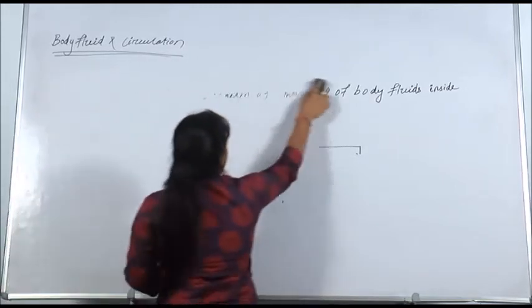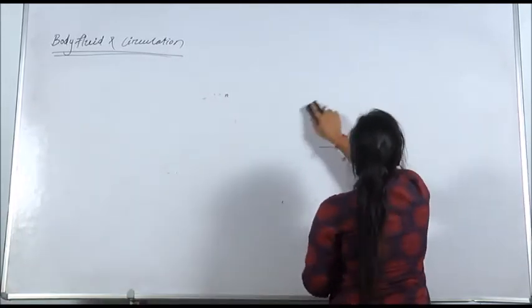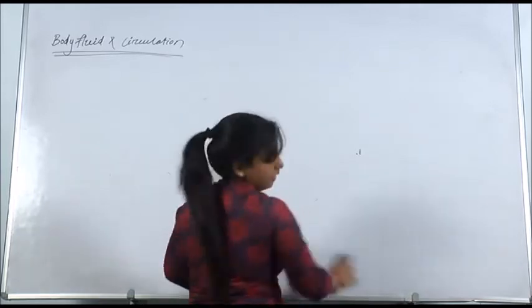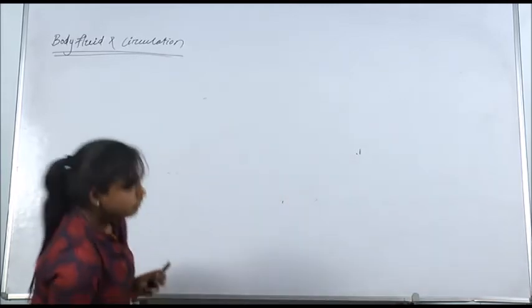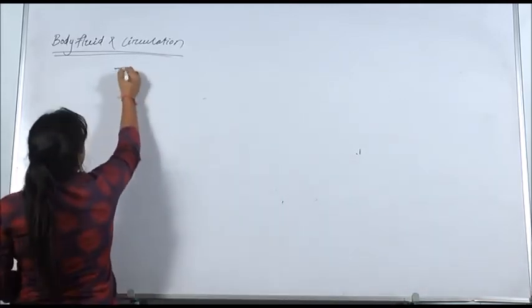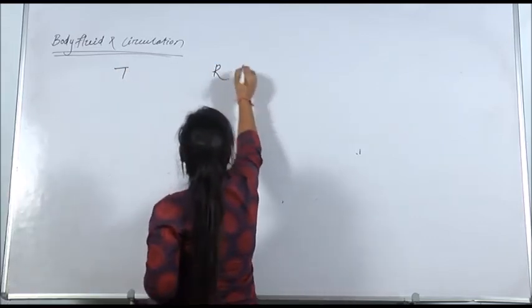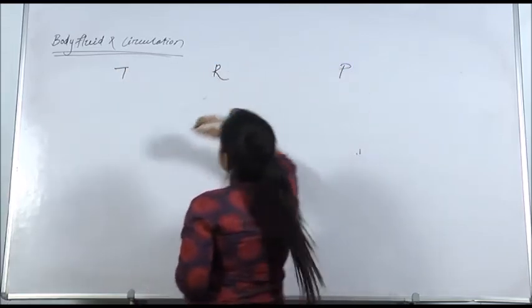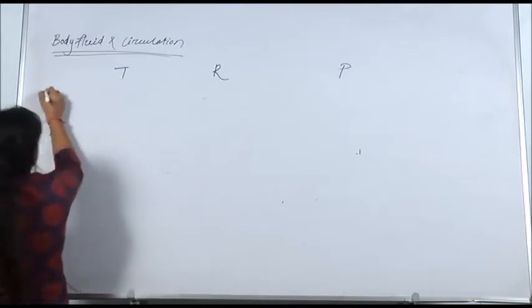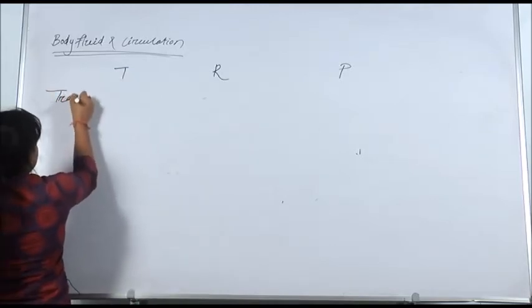Now coming to the function of the circulatory system. Why is the circulatory system important? It is because of three things: T, R and P. So what is the T here? This means transportation.